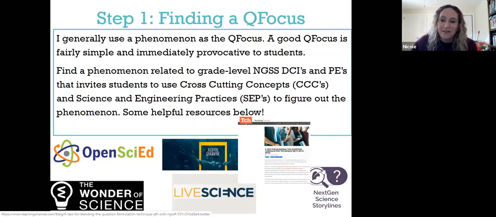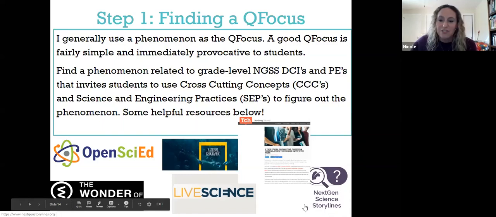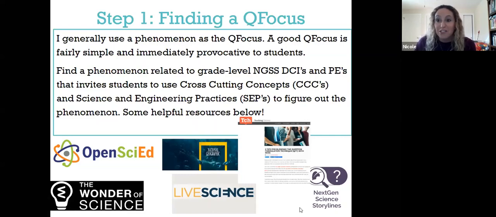And then, of course, like I said before, I've gotten some phenomena and used some of the Next Gen Science Storylines. So you don't have to invent phenomena by yourself, unless you see something and you find it to be a good phenomenon. But there are a lot of resources out there to help you so that you're not feeling like you have to start from scratch and reinvent the wheel. There's already a bunch that exist.